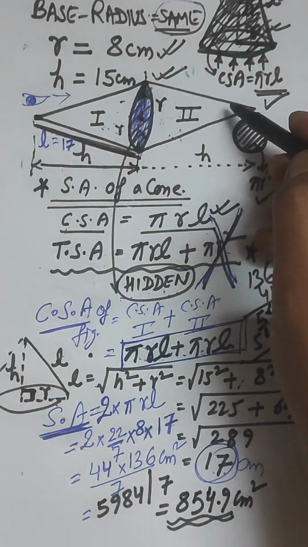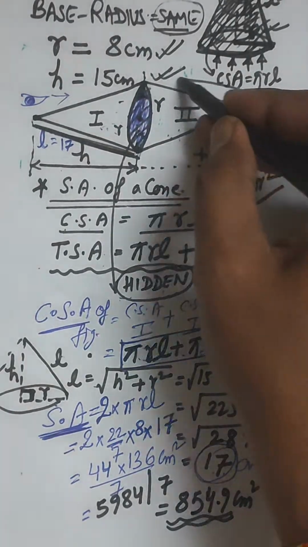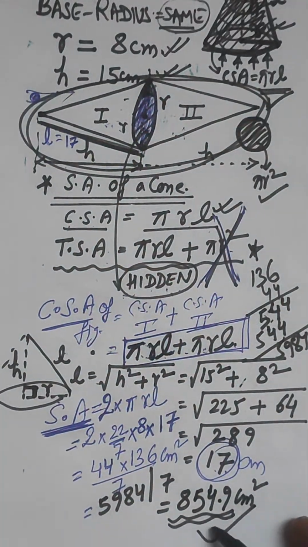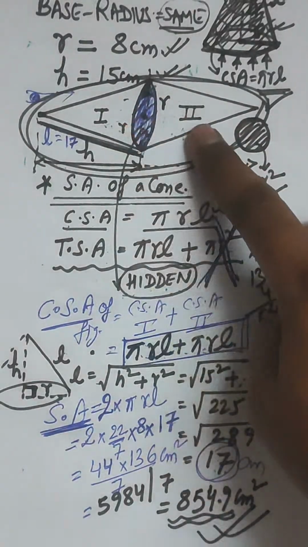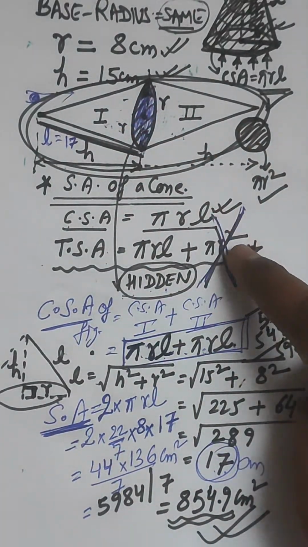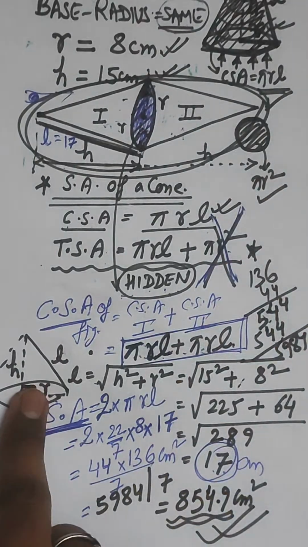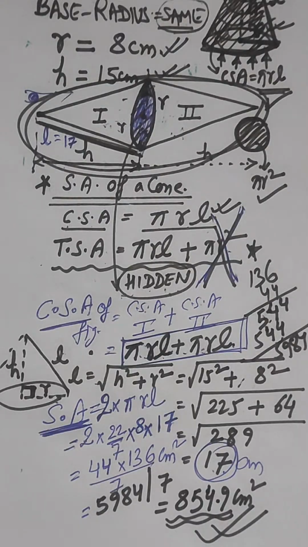So the curved surface area, or the total surface area, or whatever the surface area of this entire figure, we can say that it's equal to 854.9 centimeter square, right? I hope you like the solution, students. Why we have not considered this base, what will be the total surface area, what is the concept of curved surface area and total surface area, and how to solve such questions. Yes, so this is the basic formula which is used, and finally we are able to solve it, right?